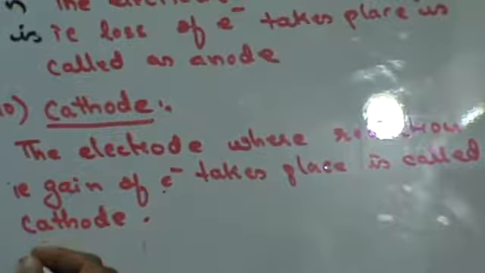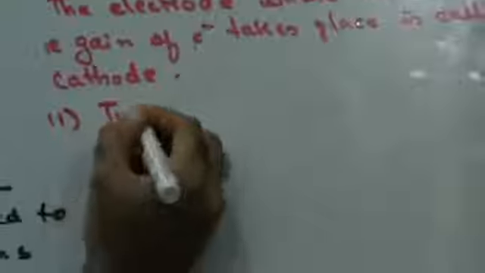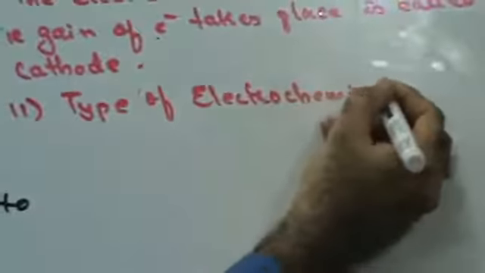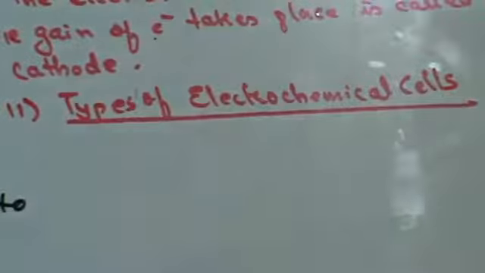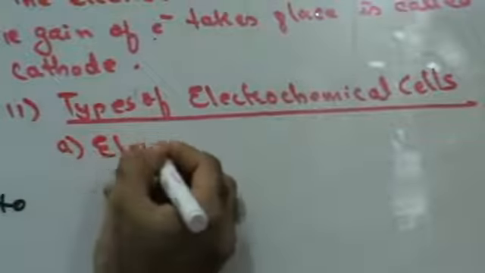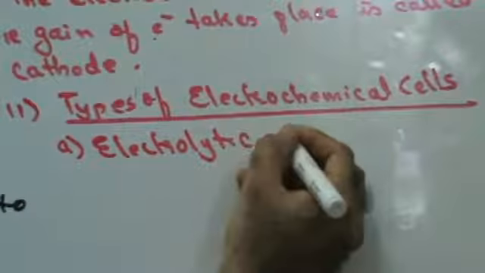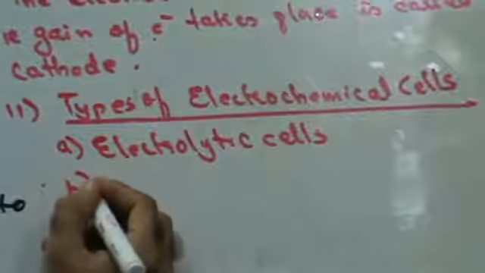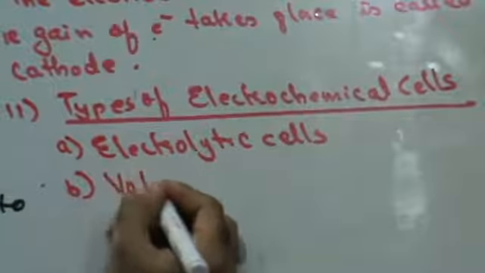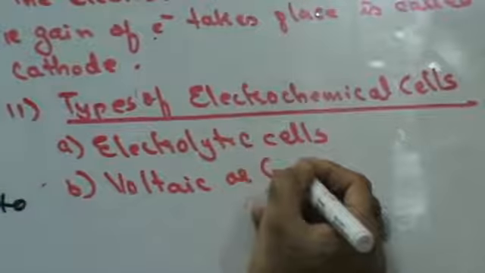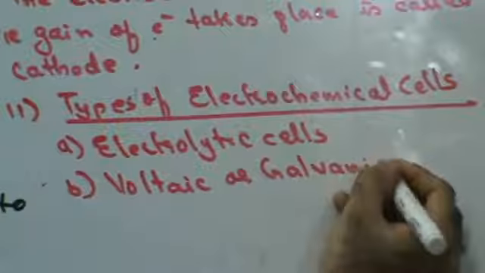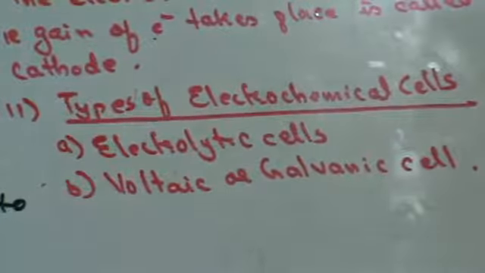I can say that there are two different types of electrochemical cells. One is called electrolytic cells. The second is called the voltaic cell, which is also called the galvanic cell. So it is either called a voltaic cell or a galvanic cell. Now let's see what is the difference between them.